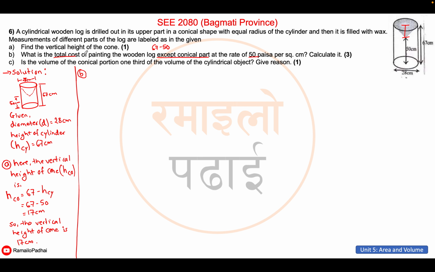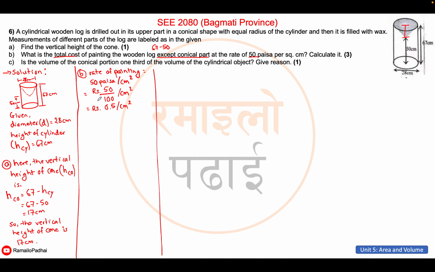Now let's move on to B. In B, what is the total cost of painting the wooden log except the conical part at the rate of 50 paisa per square centimeter? Calculate. So we will first write what is the rate. So the rate of painting is equal to 50 paisa per centimeter square. First of all, we will convert paisa into rupees. So that is rupees 50 upon 100 per centimeter square, which is equal to Rs 0.5 per centimeter square.